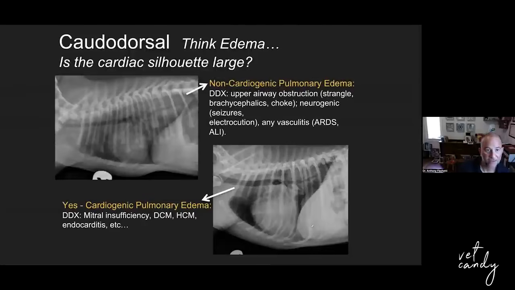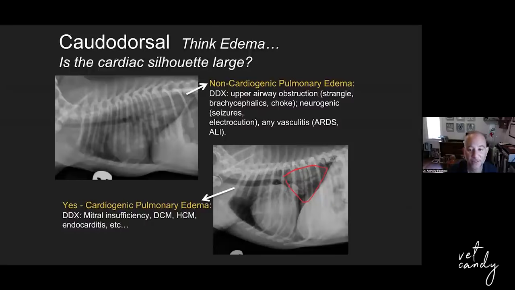Let's talk about it. Caudodorsal, think edema. Ask yourself, is the cardiac silhouette large, like the case in the bottom here, where we've seen multiple cases of mitral insufficiency, DCM, HCM? That would be cardiogenic pulmonary edema causing this increase in opacity. But in our dog here, he's a puppy. It's got a normal heart.